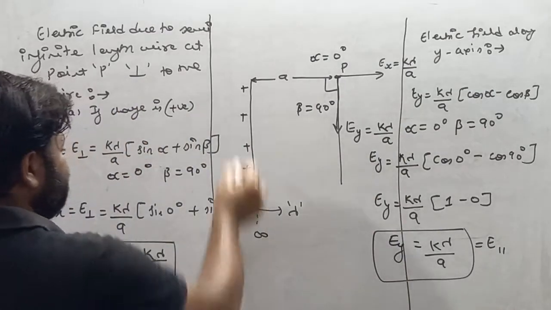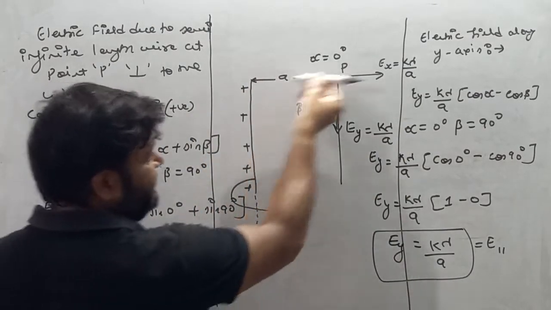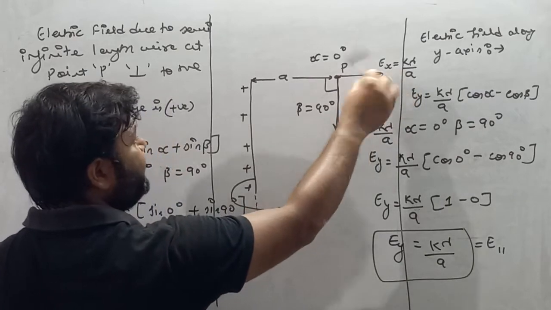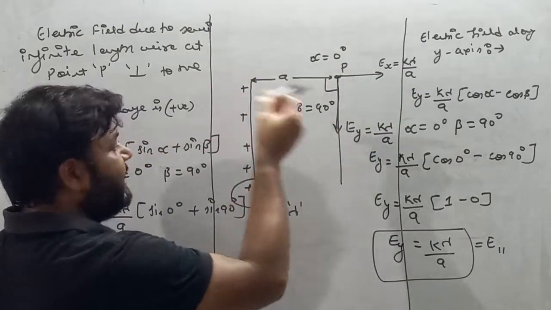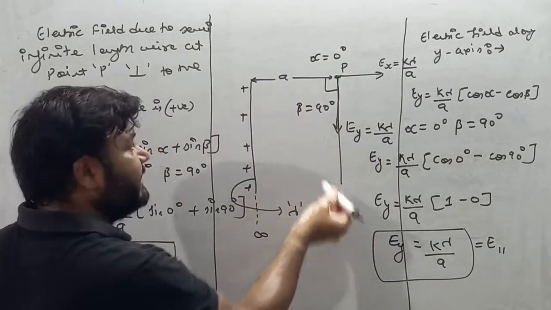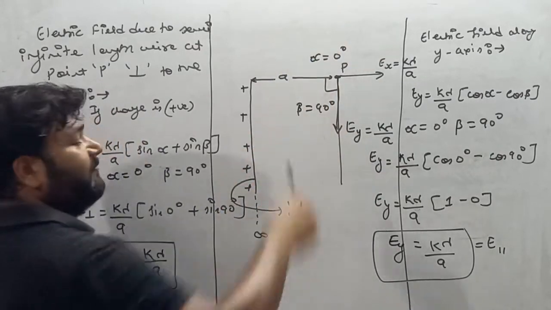Now see, if charge on the wire is negative, then Ex, which is away from the wire, will be towards the wire, and Ey, which is in the downward direction, will be in the upward direction.